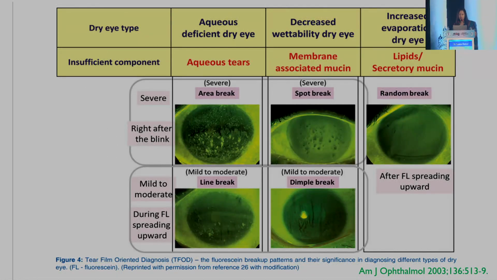Now, this is a very important chart which I am showing. It actually helps us to classify which type of dry eye is there in the glaucoma patient, and then accordingly you can treat.